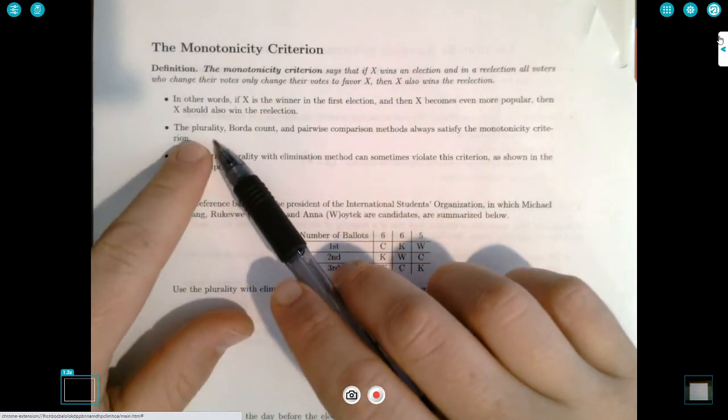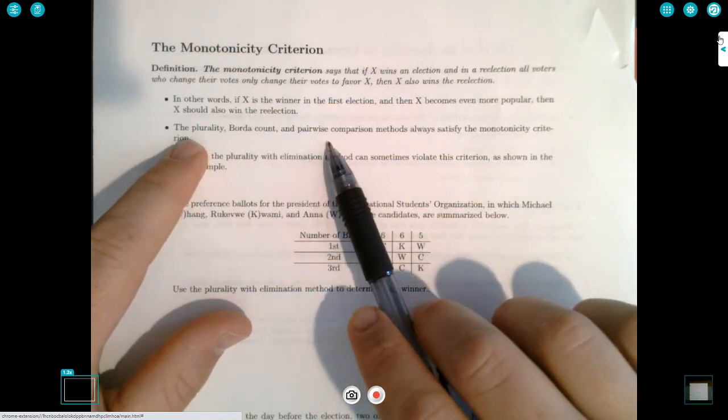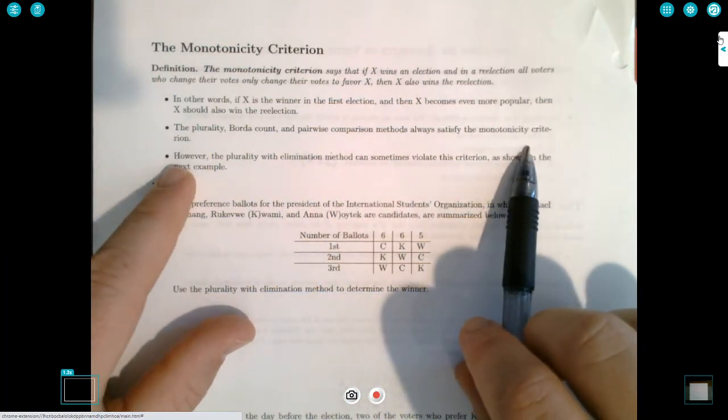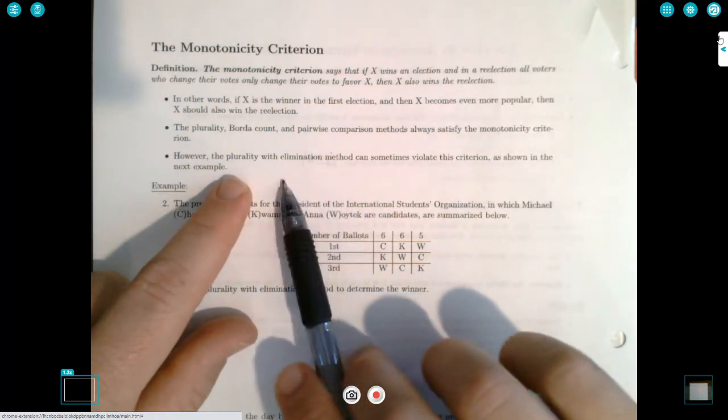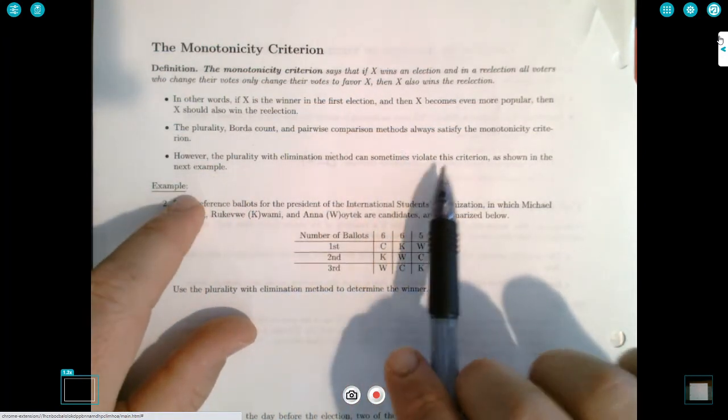The plurality method, the Borda count method, and the pairwise comparison method always satisfy the monotonicity criterion. However, the plurality with elimination method can sometimes violate this criterion, as we'll see in the next example. So let's take a look.